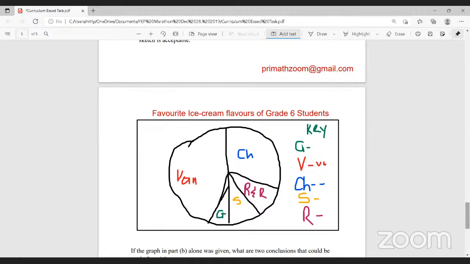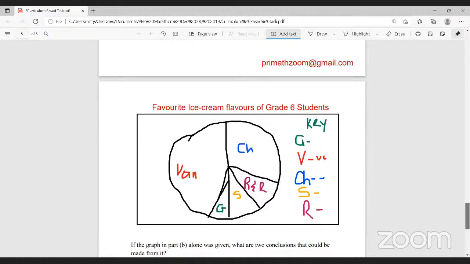Titles. Very good. If we were doing a bar graph or any other graph, we need to have our title. We have our key as well. And if it is a bar graph we were doing, we have to make sure our scales or different axes are labeled appropriately.